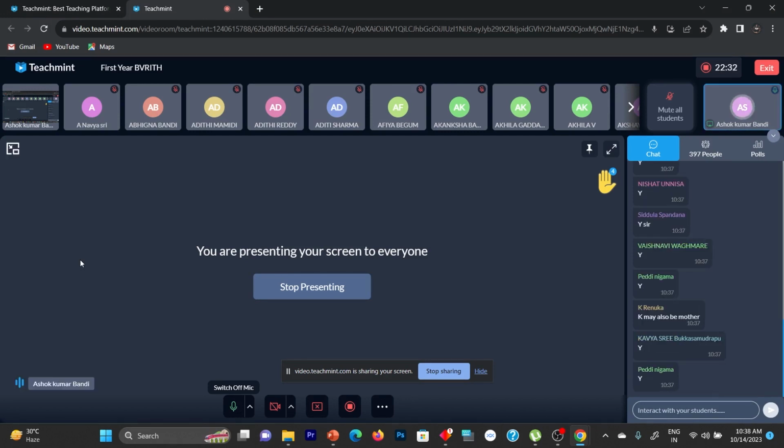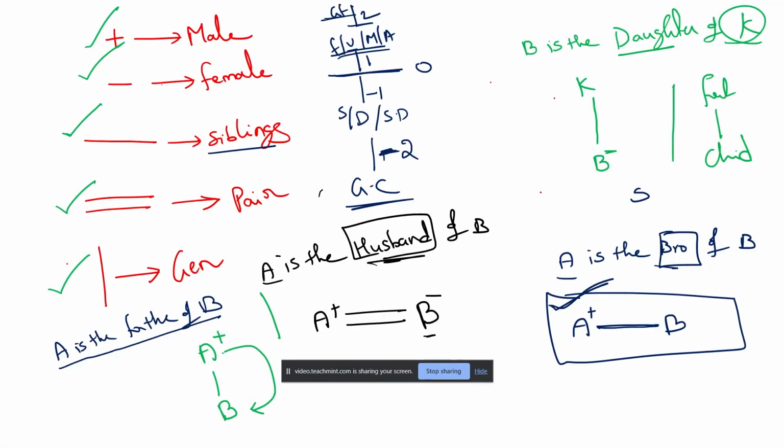K can be father or mother. We can't say. If I am saying B is the daughter of K, I can say B is a female person. But whose daughter? K's daughter. So K can be B's father or mother.